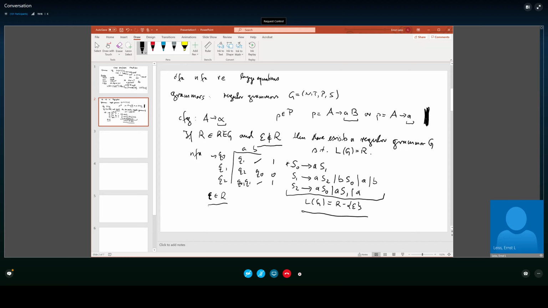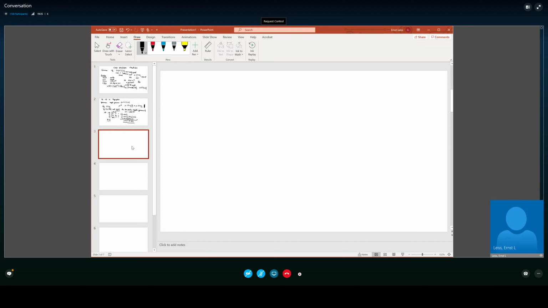And you can go back and take a regular grammar and construct a non-deterministic finite automaton. This is almost exactly the same way. So let's perhaps look at an example given a regular grammar.